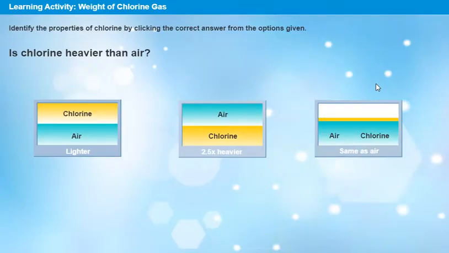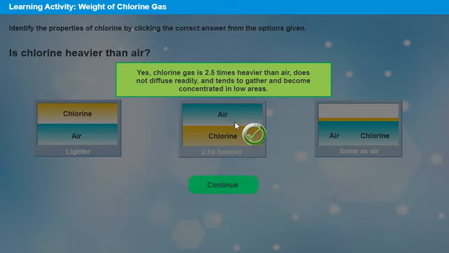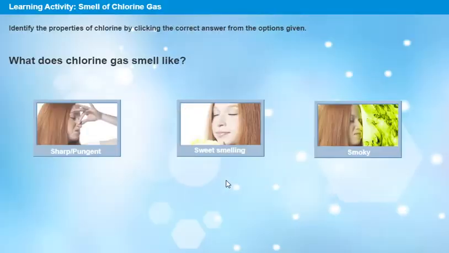Is chlorine gas heavier than air? What does chlorine gas smell like?